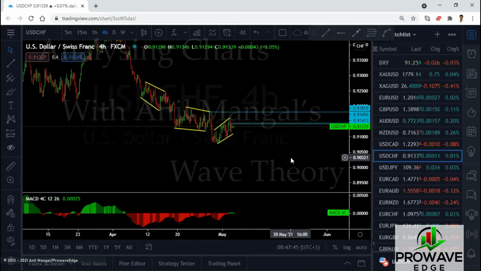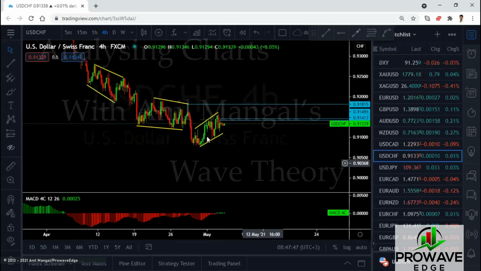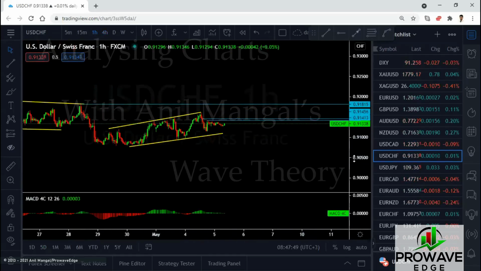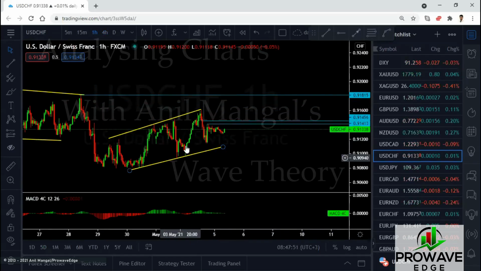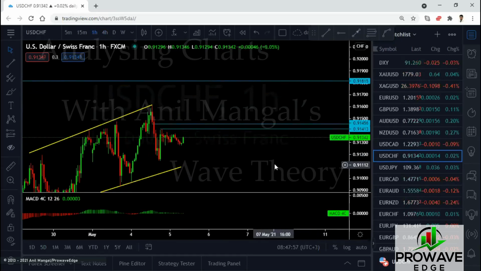Swiss might be turning. I don't think they're turning as yet. We got two nice trades in the Swiss on the 1 hour. Yesterday we got that sell. The day before we took that sell, yesterday we took this sell. This sell looks like it's going to be a break even.